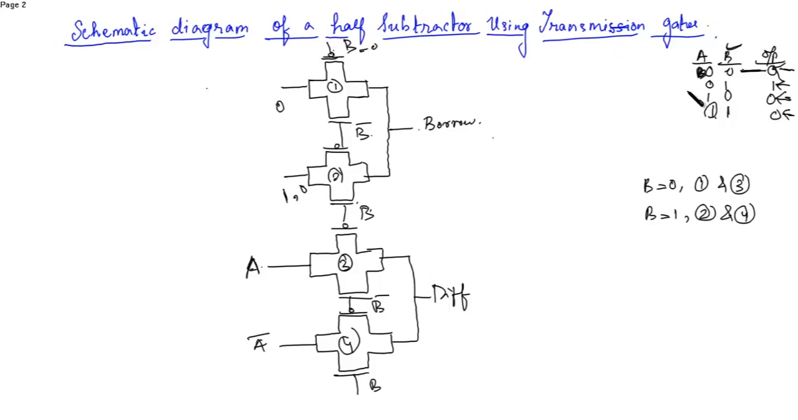So if you see these two cases, in 0 1 case output is 1, in 1 1 case output is 0. That means whatever the value of A, the reverse is seen in the output. So this should be A bar, and this is connected to ground. So you got the output here. Similarly, in the case of the difference, A, B and output, that is difference.